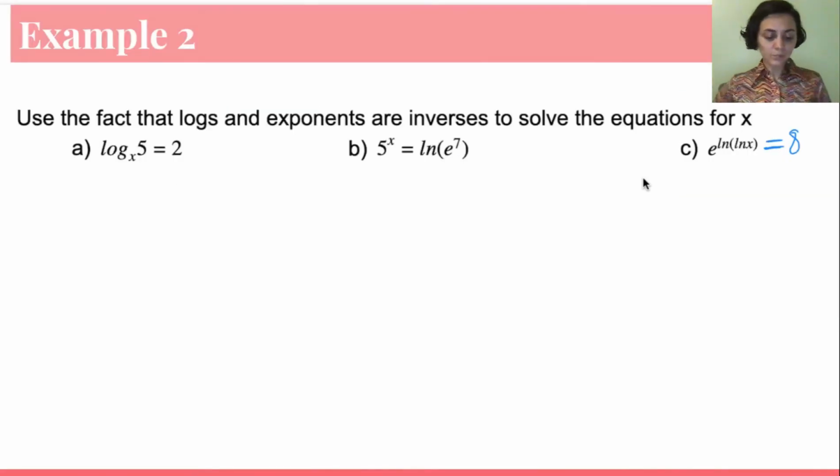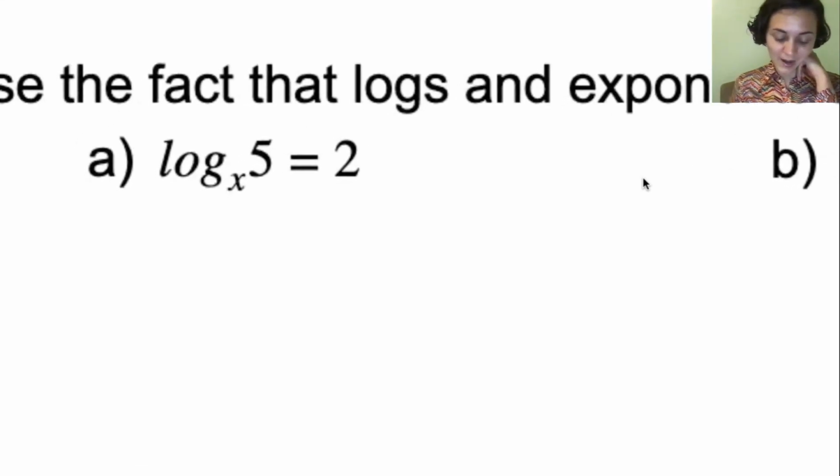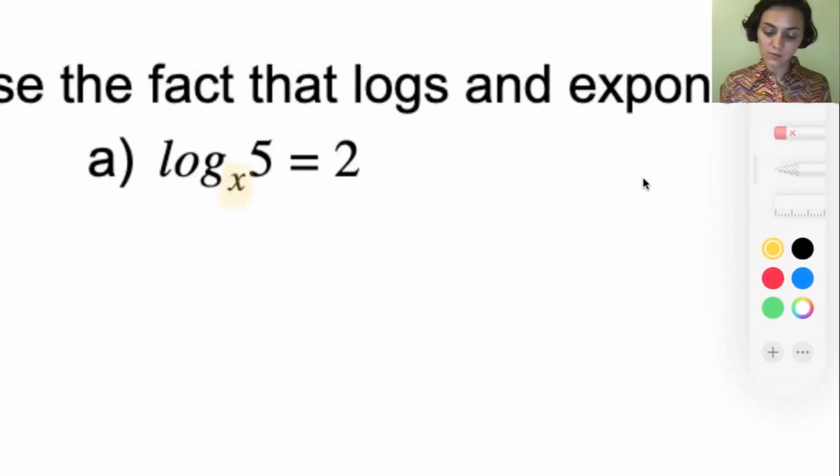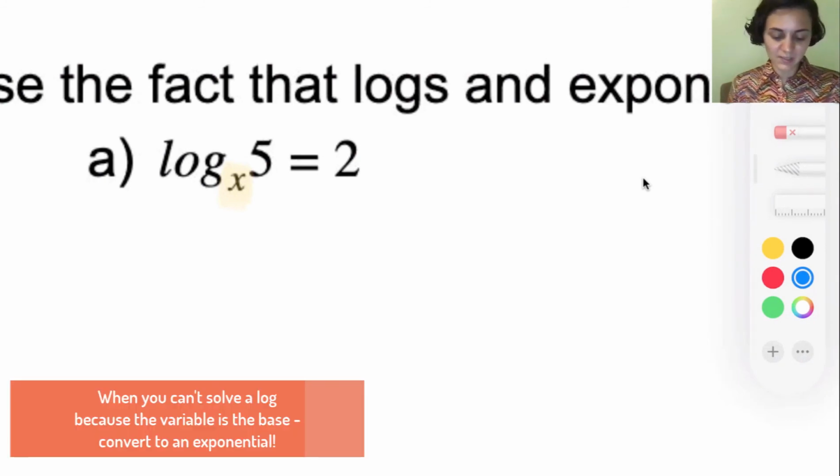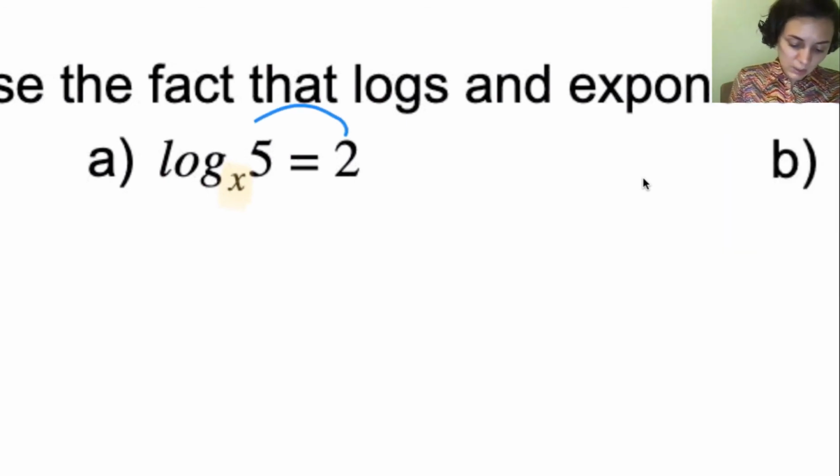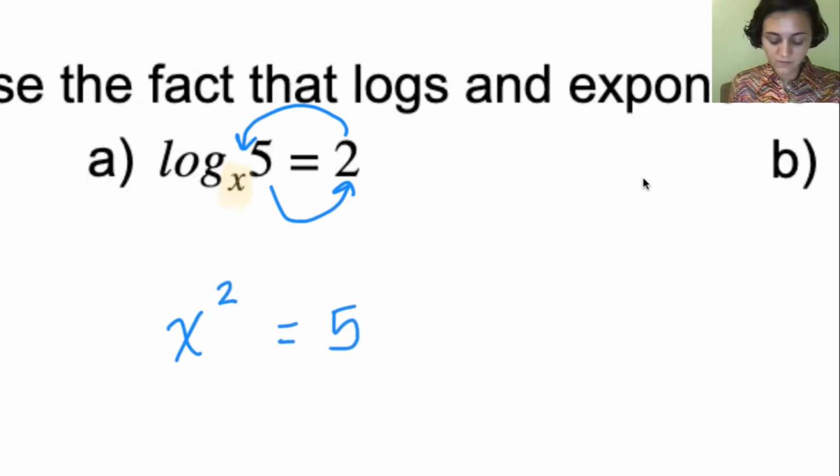So example 2, use the fact that logs and exponents are inverses to solve the equations for x. Alrighty, I'll do that. So right here, I want to get x by itself. So here I can actually use my logs and exponents conversion. I can convert this log, because right now I can't solve this. That x is stuck in the base. I can't solve this equation, but maybe I'll be able to solve it if I convert it to an exponent. So I'm going to switch the 2 and the 5 to convert this to an exponent. My base will stay x, the new exponent is 2, and it equals 5.